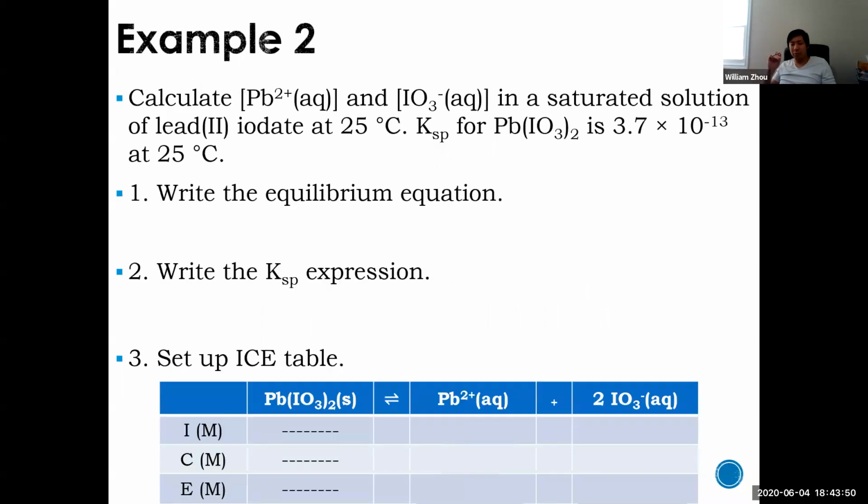Here's example 2. Work on example 2 on your own, and then I'll take this up. Calculate lead 2 plus and iodate 1 minus ions in a saturated solution of lead(II) iodate at 25 degrees Celsius. There's the Ksp.